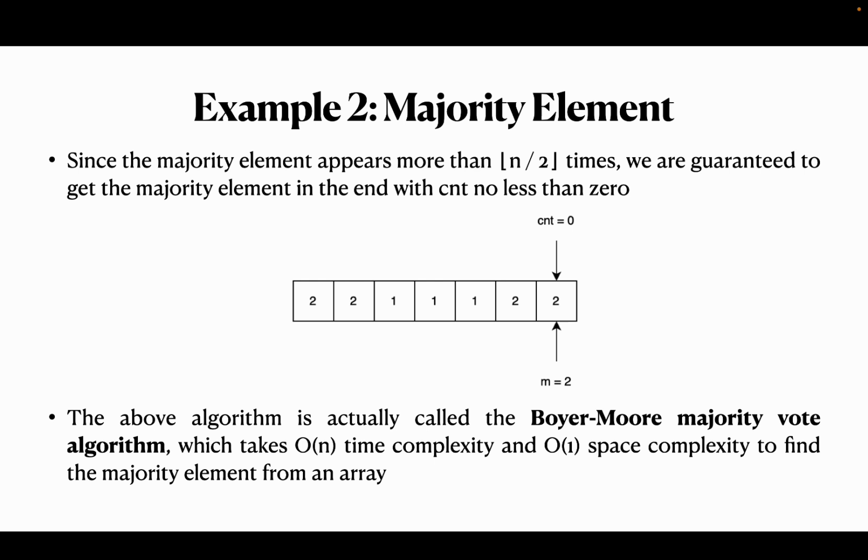And since we know that the majority element appears more than floor of n over 2 times, we are guaranteed to get the majority element in the end, which has a count no less than 0. The above algorithm is actually called the Boyer-Moore majority vote algorithm, which takes O(n) time complexity and O(1) space complexity to find the majority element from an array.